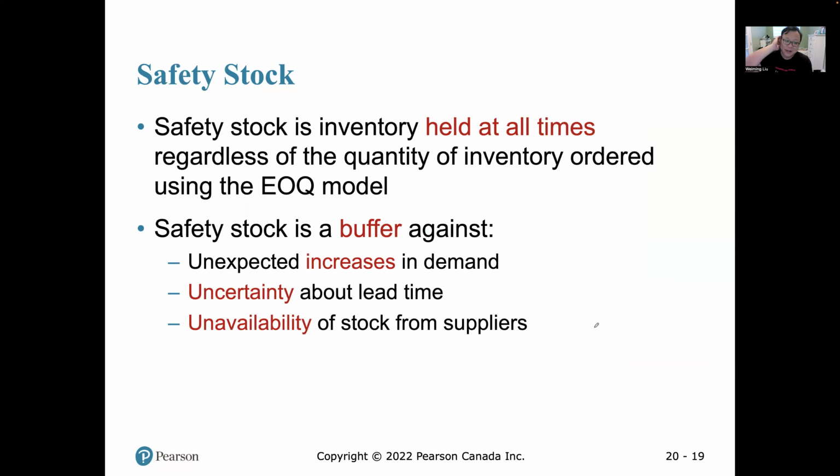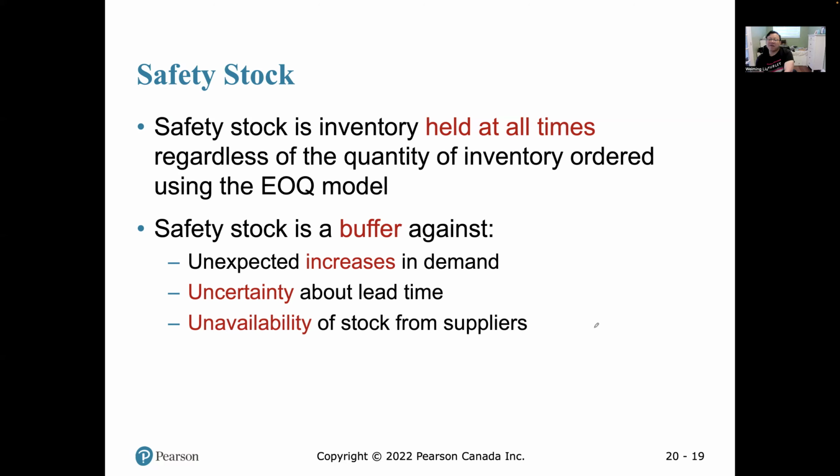Safety stock. Safety stock is inventory held at all times, regardless of the quantity of the inventory ordered using the EOQ. So instead of keeping it to be 0, maybe I should have a buffer. So that buffer will be my safety stock. My safety stock.